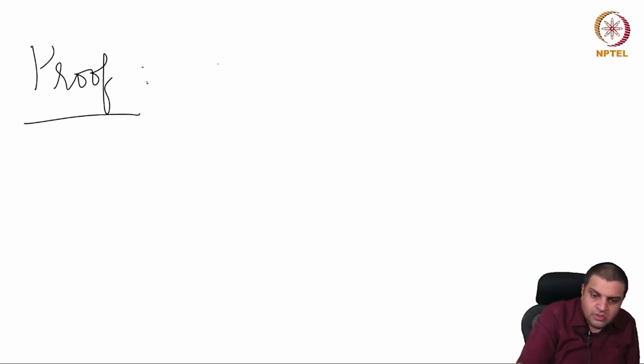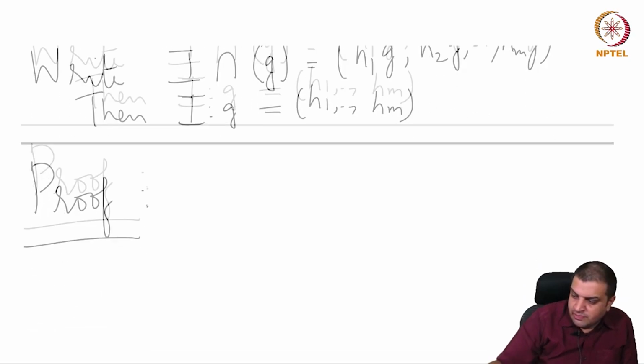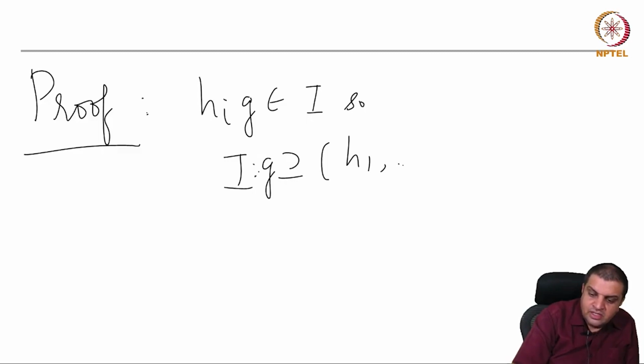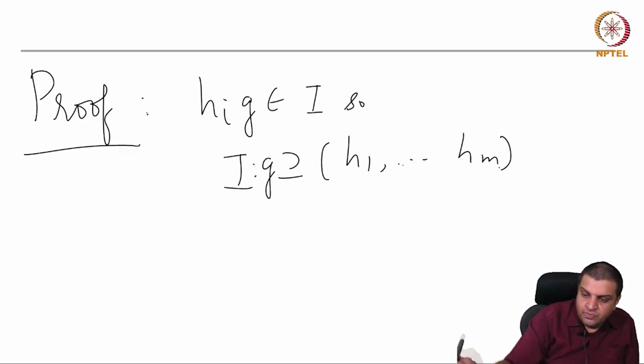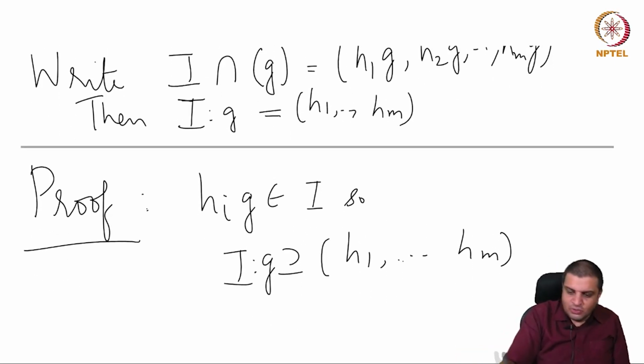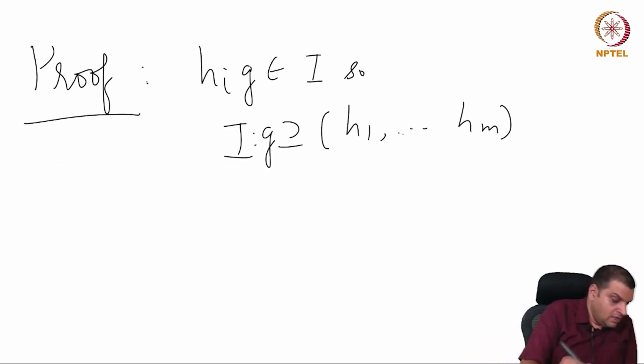So Hi times G is in I. Therefore, Hi is in I colon G. So I colon G contains H1 through Hm. So this proves one inclusion. And for this inclusion, we didn't use the fact that it's a domain. Now let's do the converse.